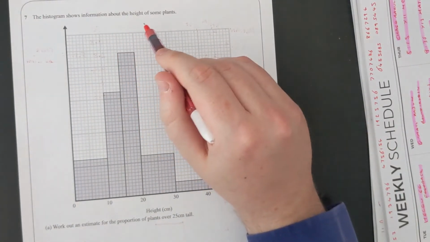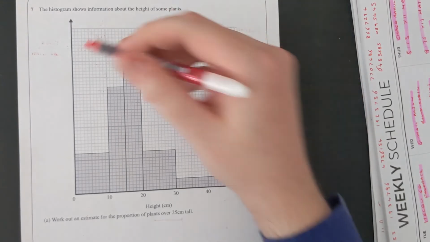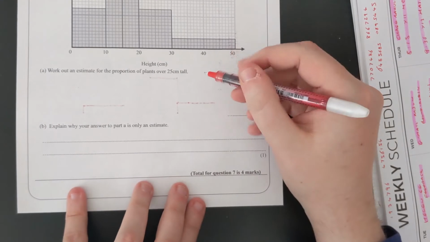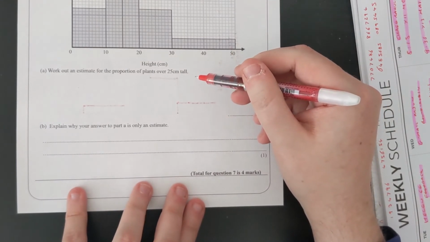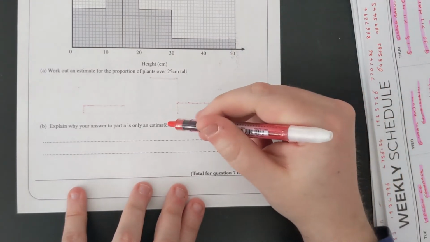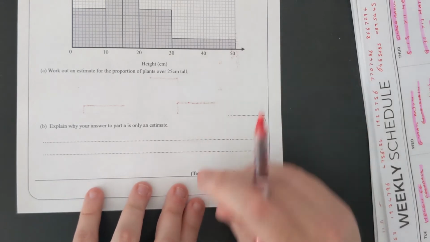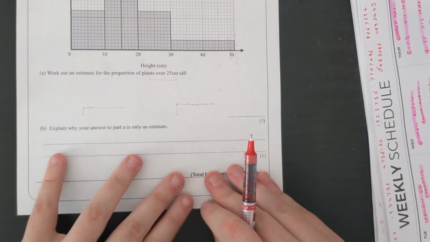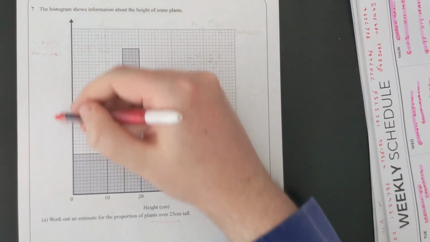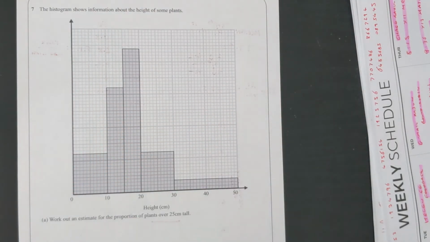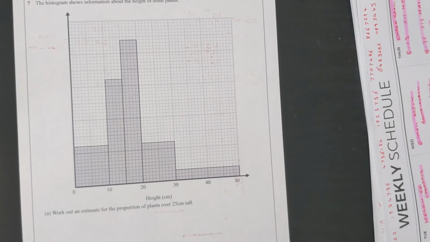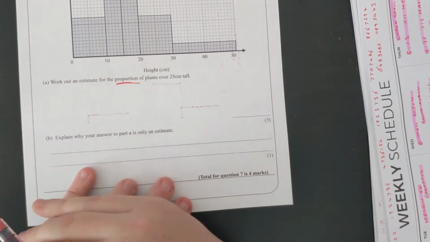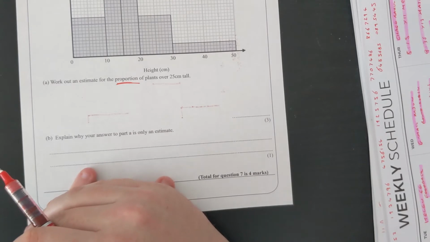The histogram shows information about the height of some plants. First thing I notice immediately, there's absolutely nothing on my y-axis. Work out an estimate for the proportion of plants over 25 centimetres tall. Explain why your answer to part A is only an estimate. We'll talk about the estimate part at the end. But what I notice here is that there's no mechanism for me to get a scale on my y-axis at all, because normally I would have a table to do so. And that's fine, because the question asks for the proportion, not for an absolute value.